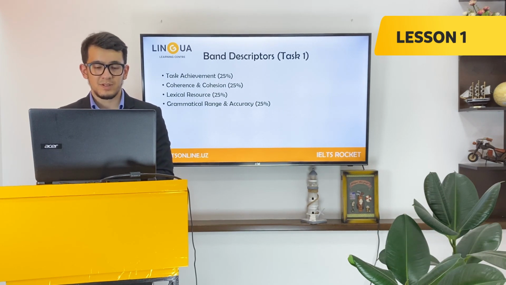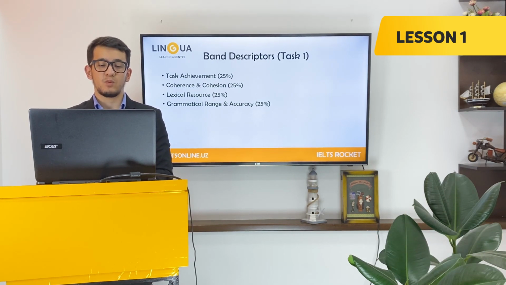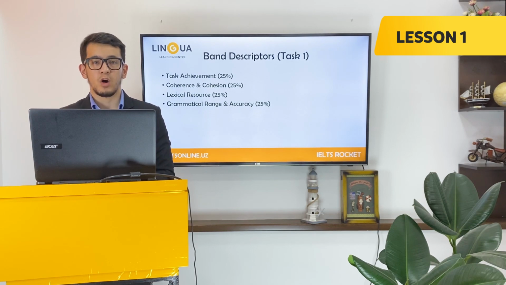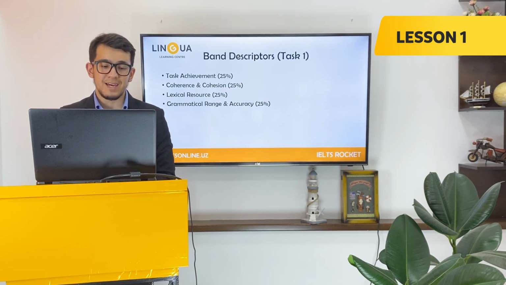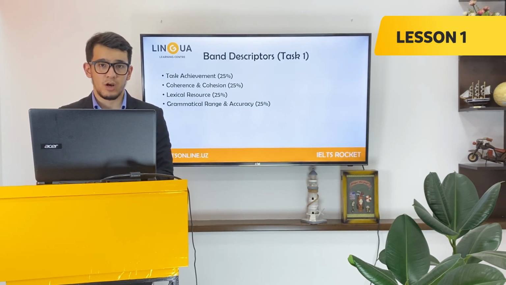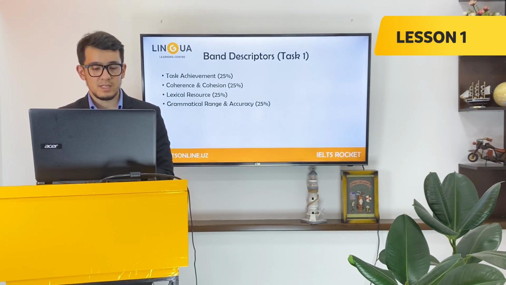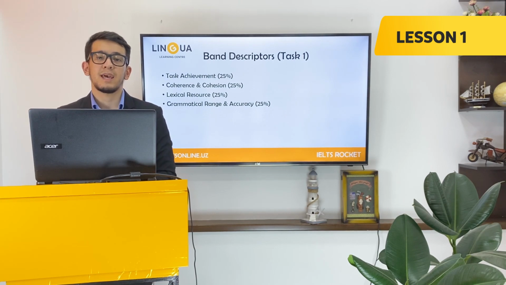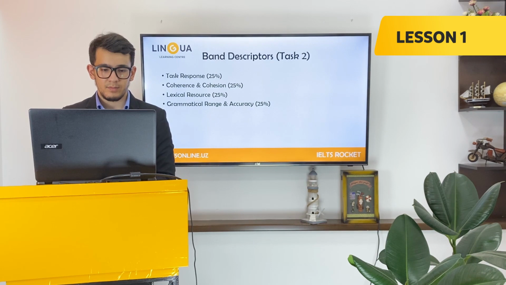These are your band descriptors, and each of them gives you 25% of your overall mark. That's why if you have any issues with any 4, your overall band is going to be affected. That's why you have to work on the lexical resource, on coherence and cohesion, obviously on your grammar, which is the biggest problem from my experience, and of course on task achievement and task response. These are the band descriptors for you.